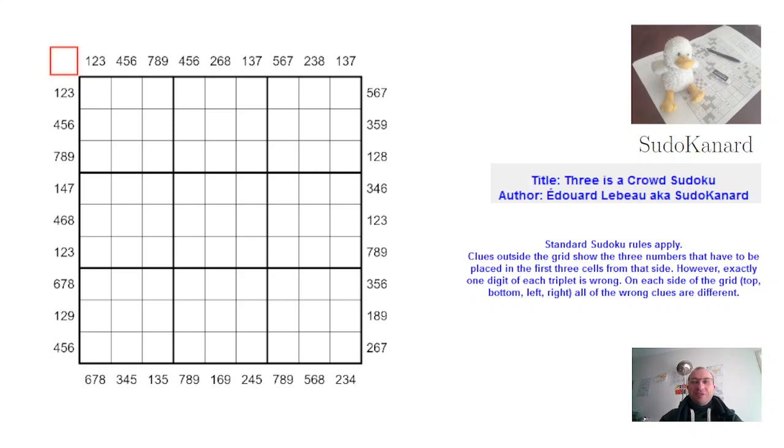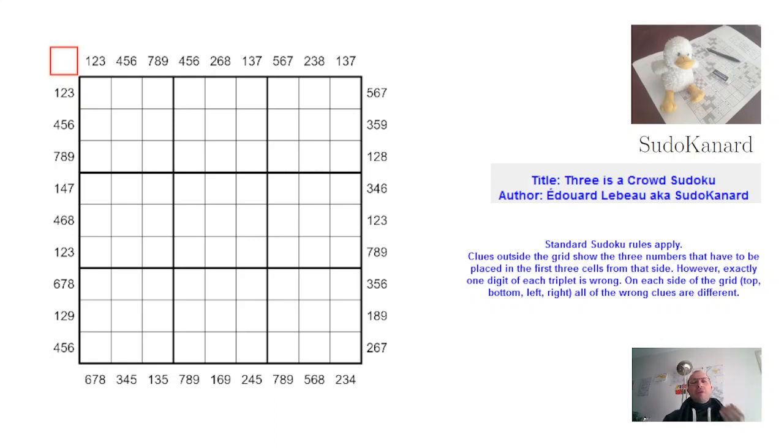We're here to solve this puzzle of mine called 3 is a Crowd Sudoku. This is a quite ancient variant of Sudoku, but one you don't see so often. And actually, it can be a little tedious. So, what is the rule?